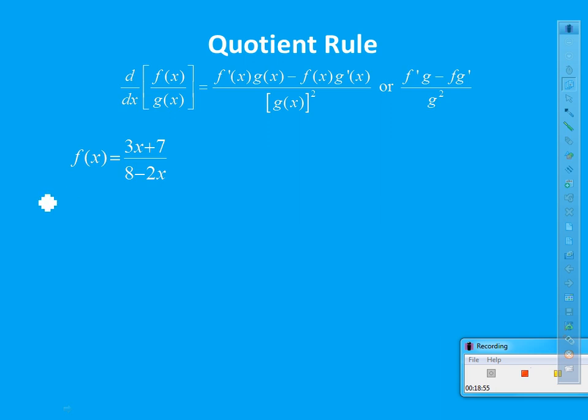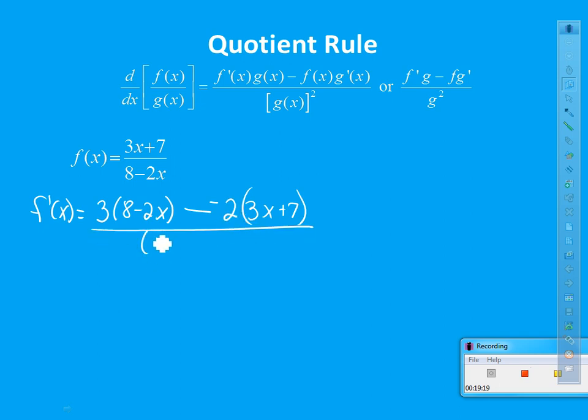So it's going to look like this. F prime of x is going to look like the derivative of the top, which is 3, times the bottom, which is 8 minus 2x, minus the top. Notice I'm leaving a little space again because I peeked ahead and I saw that the derivative of the bottom was negative 2, all over the bottom squared.